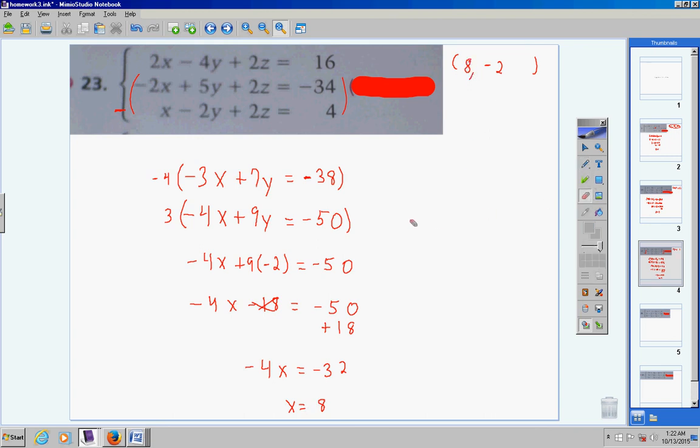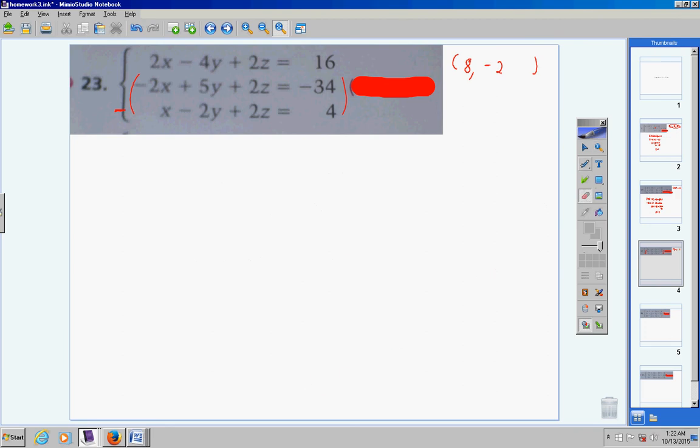And now, guys, to wrap this up quickly, although I guess you really can't do these problems quickly, I'm going to substitute my 8 in for x and my negative 2 in for y in this bottom equation. So I'll put an 8 for x and a negative 2 in for y. And here we go. Positive 8 is positive 8. Negative times a negative is a positive 4. Positive 2z equals 4. 8 plus 4 is 12, so we have 12 plus 2z equals 4.